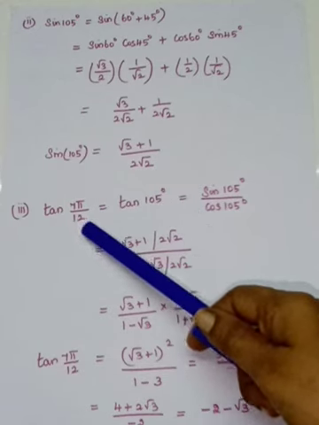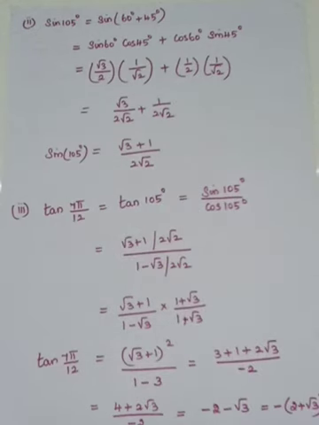Tan 7 pi by 12. So pi, what is it? It is 180 degree. So 180 degree by 12, 7 times. If you simplify, tan 105 degree will come. So 7 pi by 12 is nothing but tan 105 degree. Okay, so tan 105 degree is nothing but sine 105 degree divided by cos 105 degree.